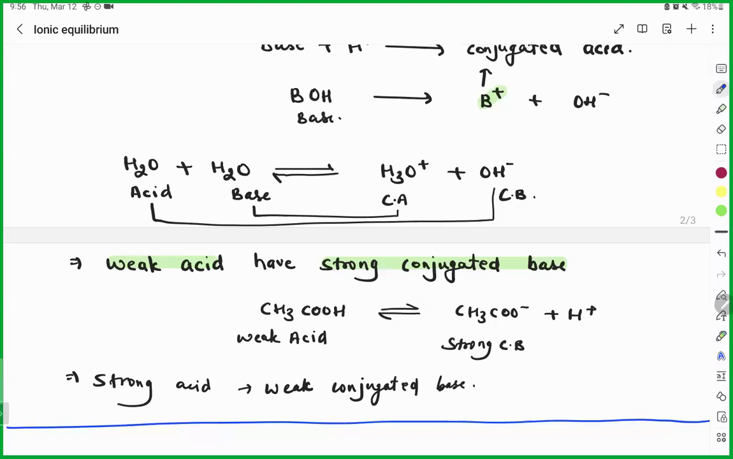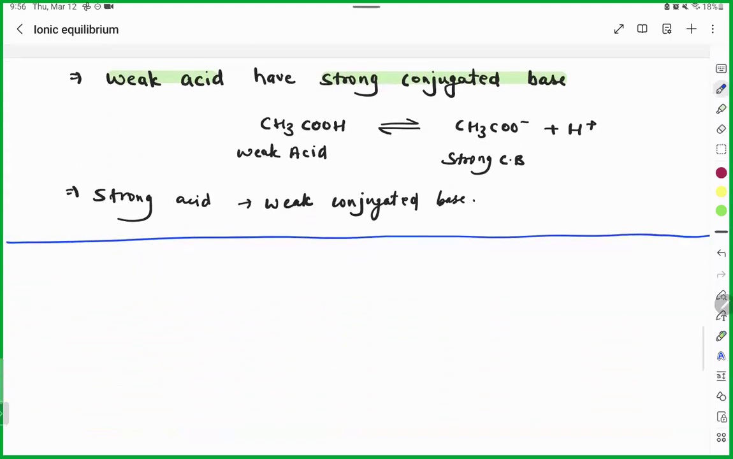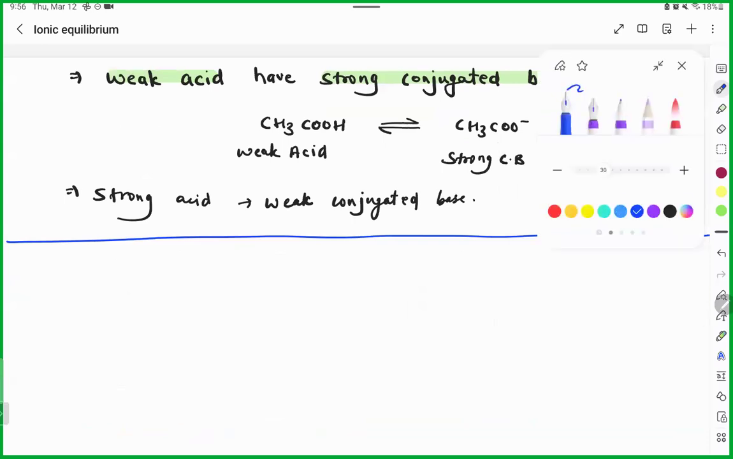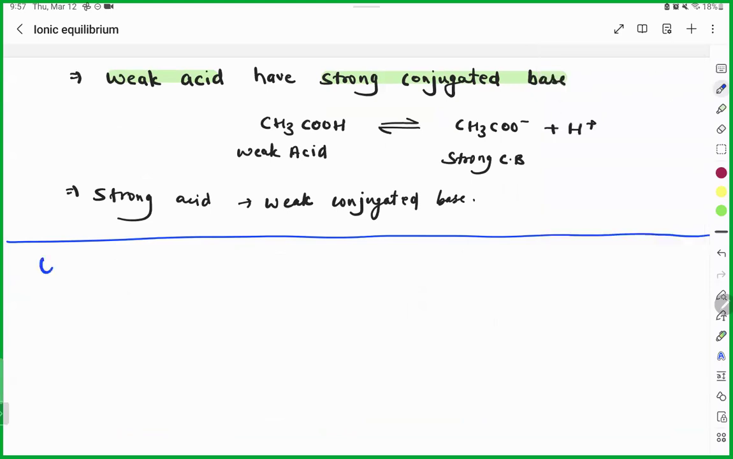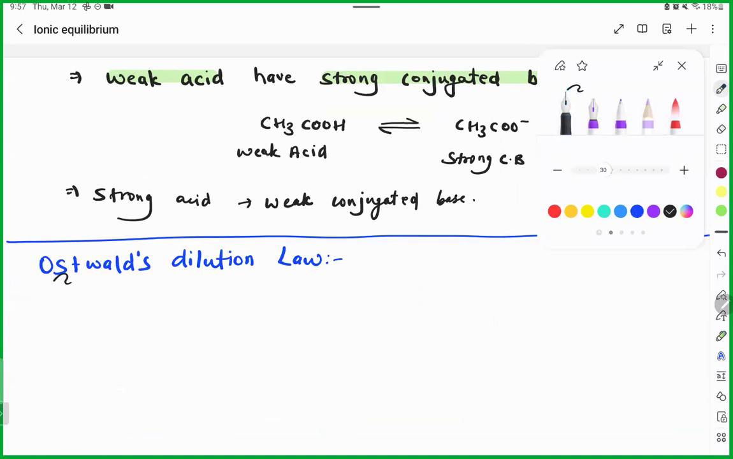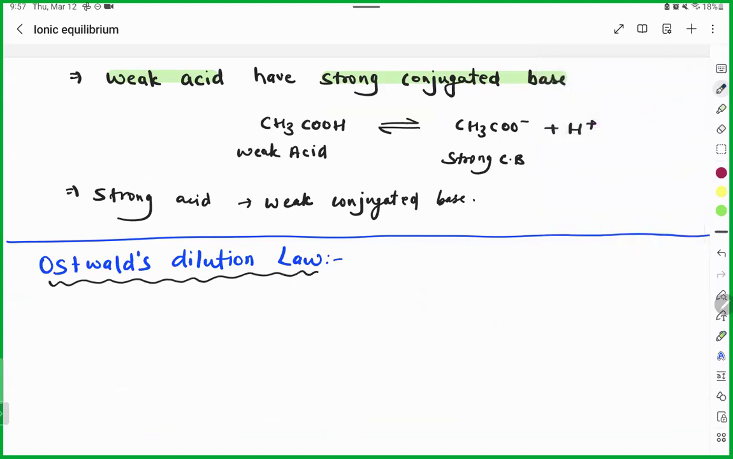So we are going to read the most important topic of this chapter, and you will 100% get this question. The very first question in ionic equilibrium is based on this only. Ostwald dilution law. Most popular topic of this chapter. Ostwald dilution law.